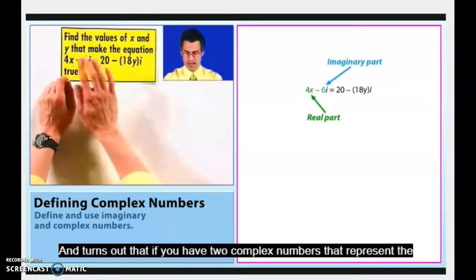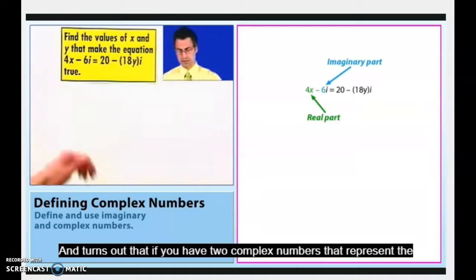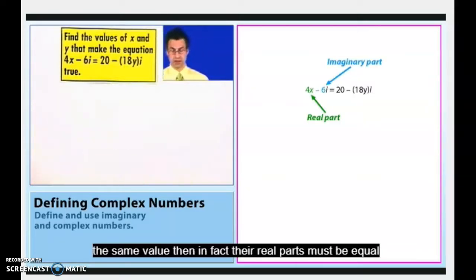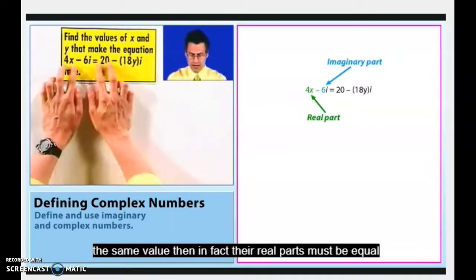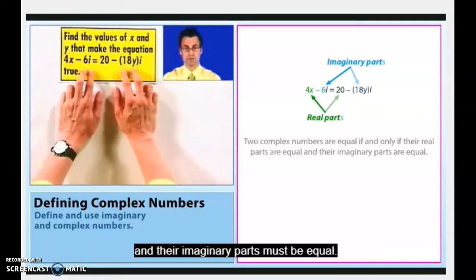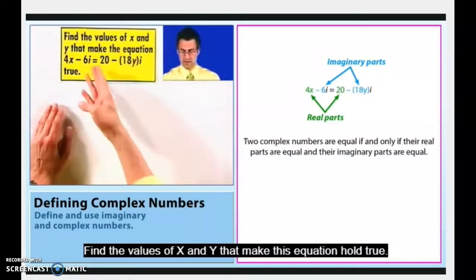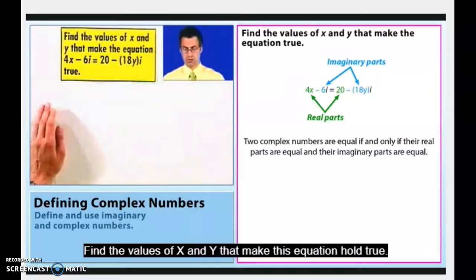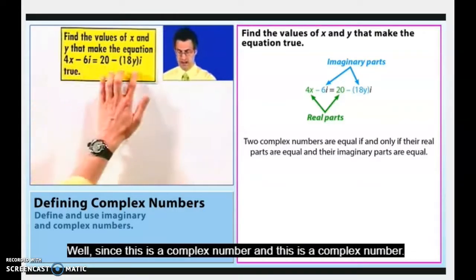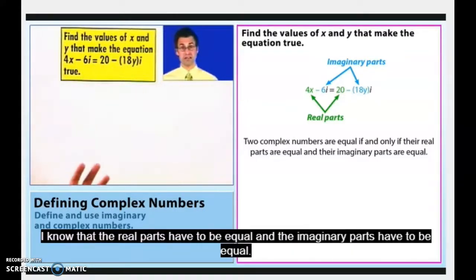And it turns out that if you have two complex numbers that represent the same value, then in fact their real parts must be equal and their imaginary parts must be equal. So here's a question. Find the values of x and y that make this equation hold true. Well, since this is a complex number and this is a complex number, I know that the real parts have to be equal and the imaginary parts have to be equal.